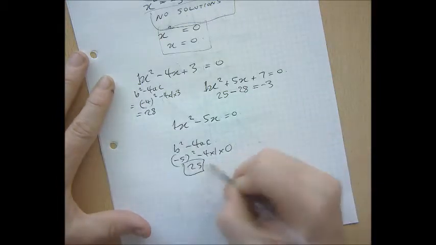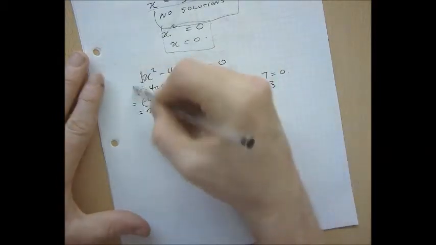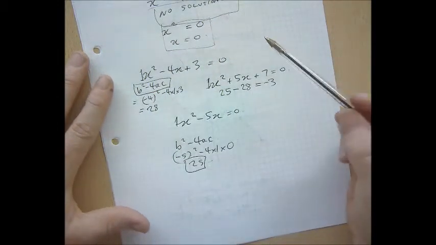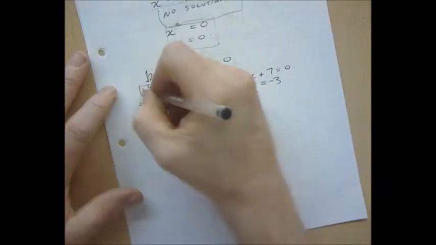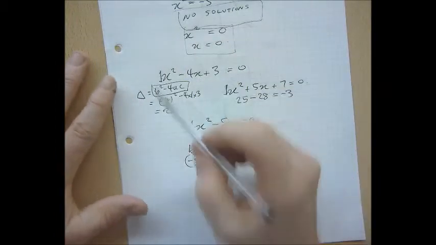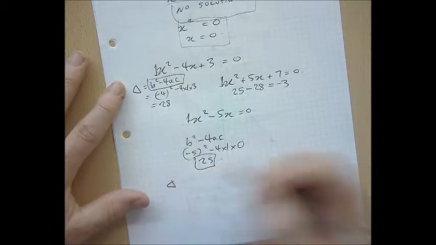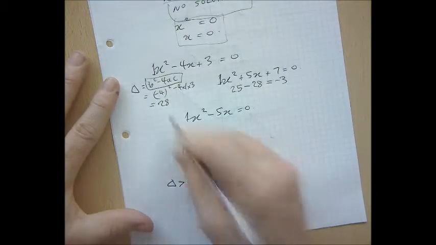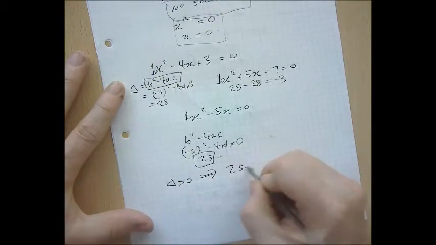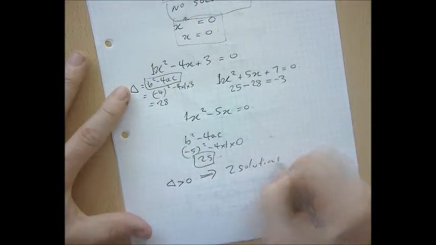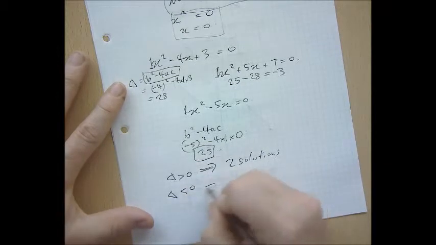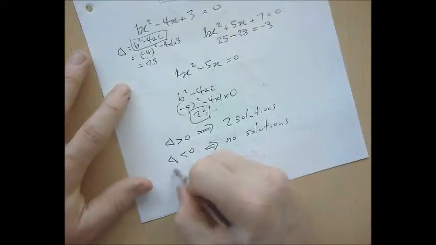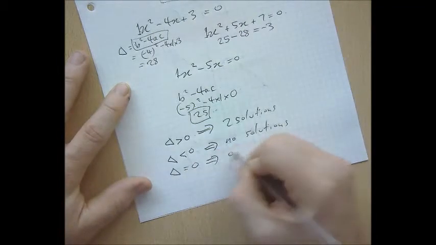And here's the rule of thumb. If this thing, b squared minus 4ac, comes out positive, your answer will have two solutions. Now, by the way, there's a name for this, it's called the discriminant, and it has an abbreviation which is a little triangle. So if the discriminant is properly positive like 25 or 28, you will get two solutions. If the discriminant is negative, you will get no solutions. And finally, if the discriminant is 0, you will get one solution.